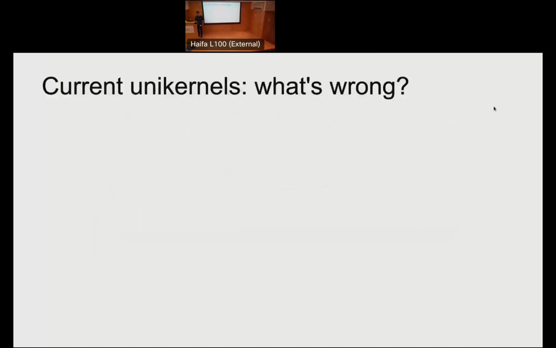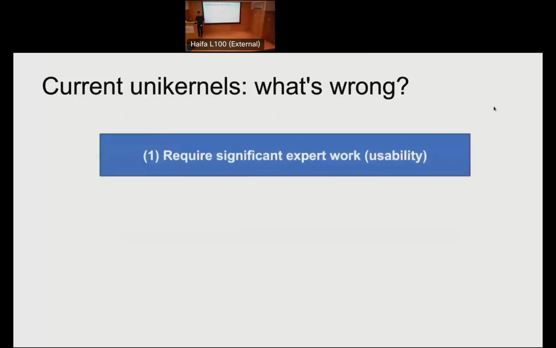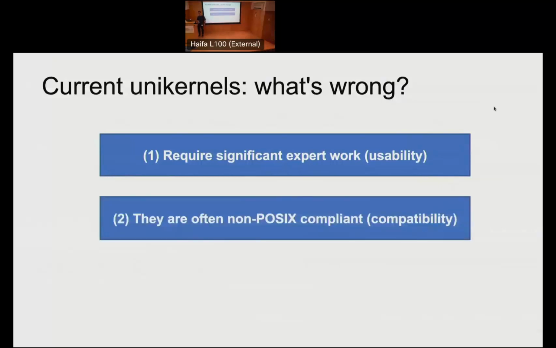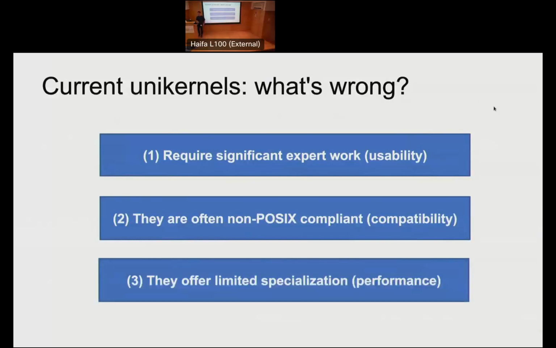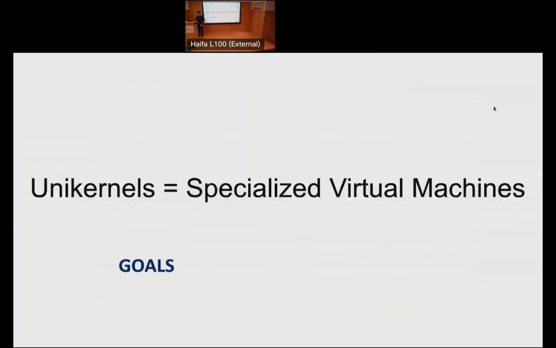The fact is, current unikernels at the time we were working on Unikraft either required significant expert work, which ultimately limits usability, were often non-POSIX compliant, which ultimately limits compatibility, and offered limited specialization potential, which ultimately limits the performance gain that you can get and makes them less attractive. So in short, from our perspective, unikernels were not a solved problem, and that's also why we don't see them in production. That's exactly what we want to address.